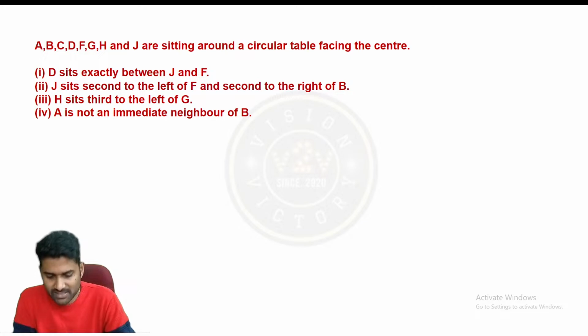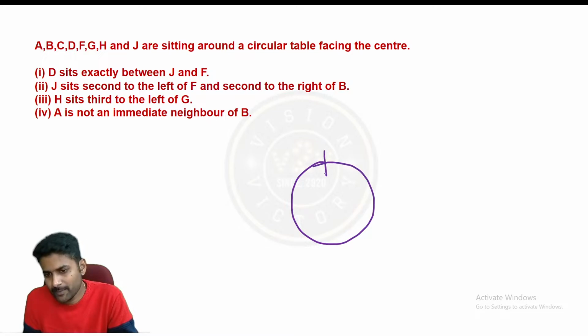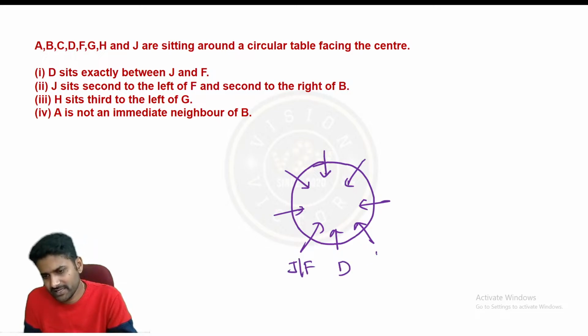Next. See, this is a circular arrangement question. In total there are 8 people, all facing towards the center. D sits exactly between J and F. J is the second left of F. You can confirm F.